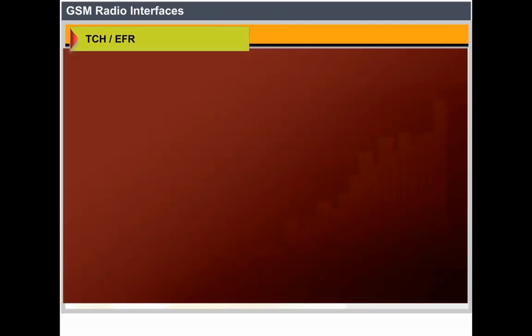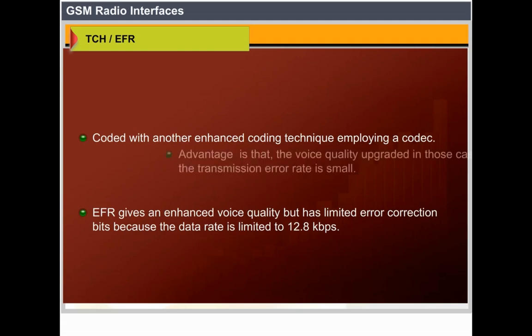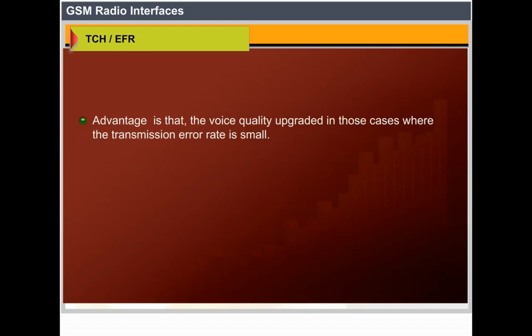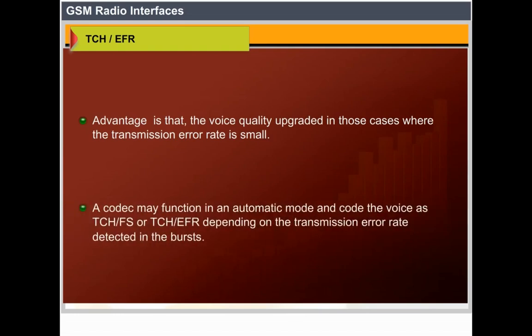TCH/EFR, coded with another enhanced coding technique employing a codec. EFR gives an enhanced voice quality but has limited error correction bits because the data rate is limited to 12.8 kbps. The advantage is that the voice quality is upgraded in those cases where the transmission error rate is small. A codec may function in automatic mode and code the voice as TCH/FS or TCH/EFR depending on the transmission error rate detected in the bus.